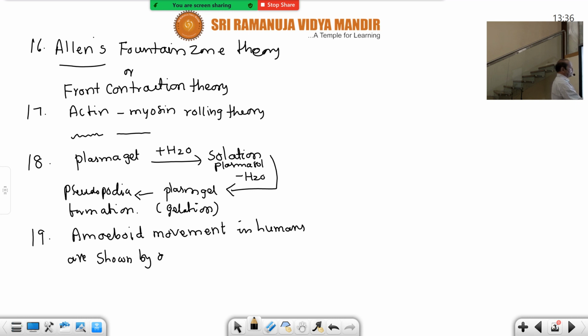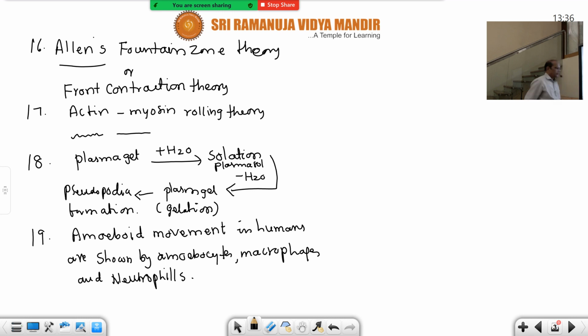Amoeboid movement is shown by amoebocytes, macrophages, and lastly neutrophils. Neutrophils are one of the most important WBCs, the microscopic policemen, phagocytic cells. So these three cells in the human body also exhibit amoeboid movement. This is important, the 19th point: the slowest locomotion of all protozoan locomotions, amoeboid locomotion, and the most primitive also. So this is about the amoeboid movement theory.